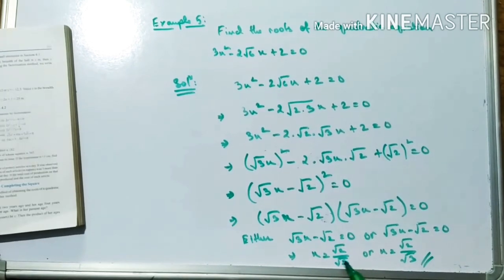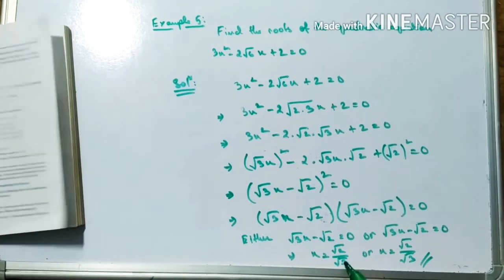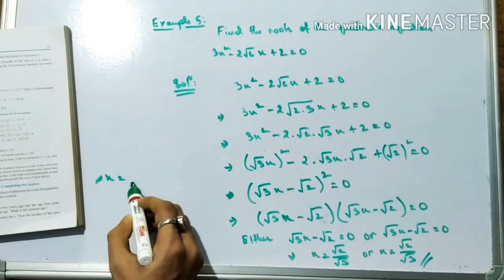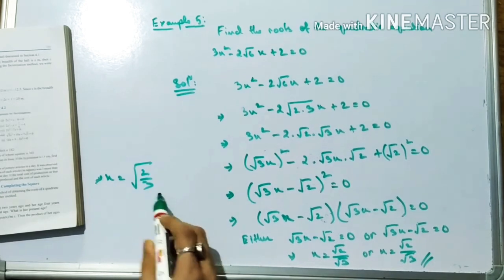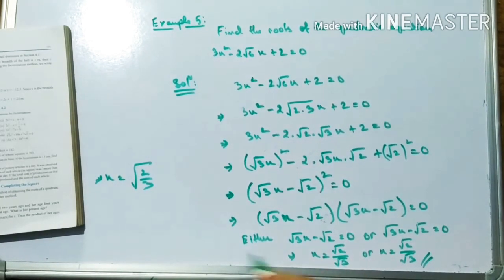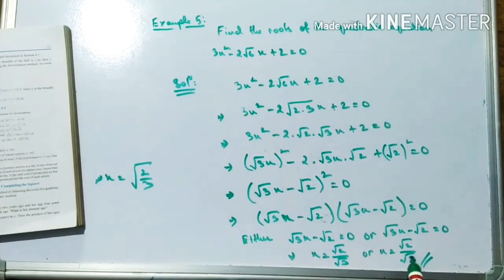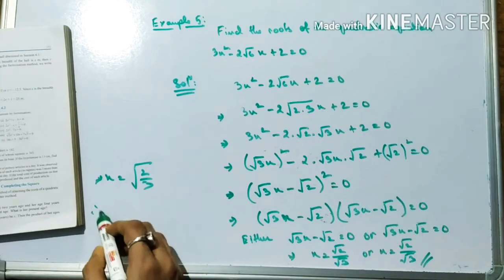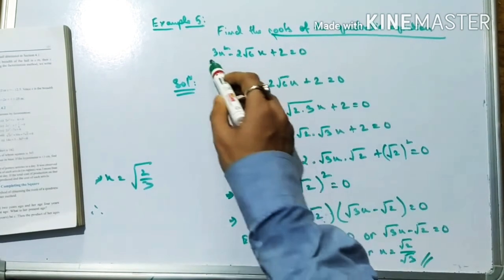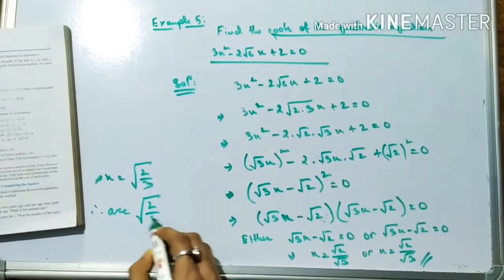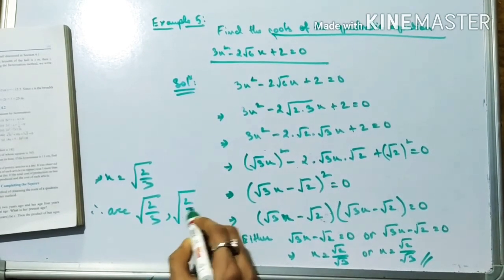Understand? In this way you can write √2/√3, or as it is given in your book, you can write x = √(2/3). This is also x = √(2/3). So therefore at last you can write: therefore the roots of the quadratic equation are √(2/3), √(2/3).